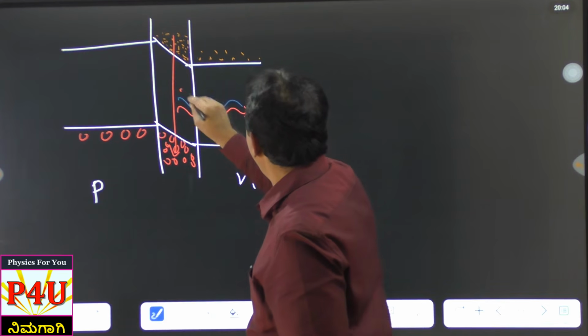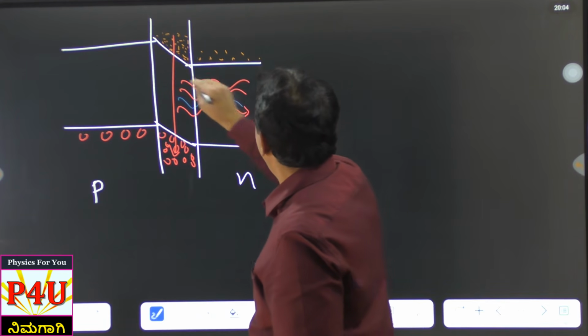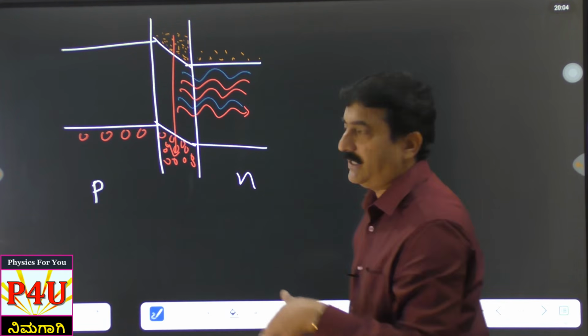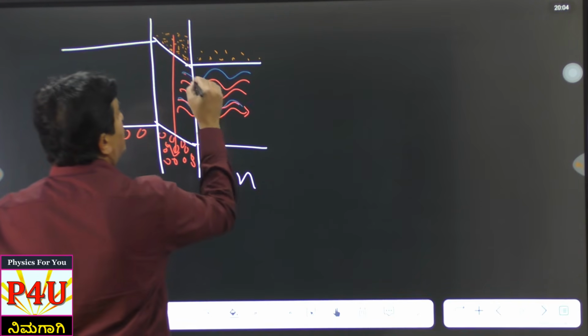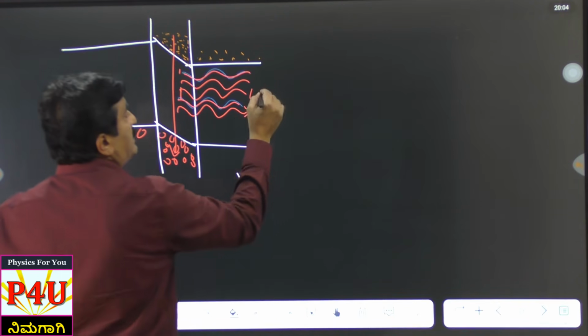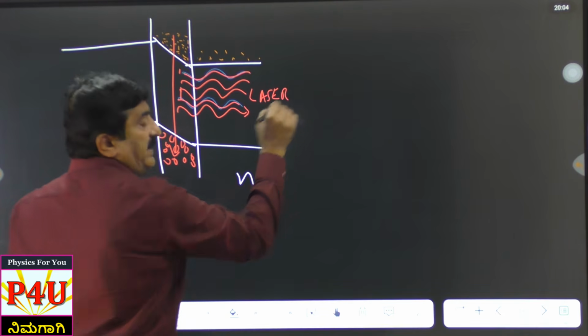Finally, the last electron coming from there to here will emit one photon, and that photon is followed by other photons like this. So all the photons will be traveling in the same direction. They all will have the same frequency, same wavelength, same phase, everything same. So this is your laser. So this is the working procedure.